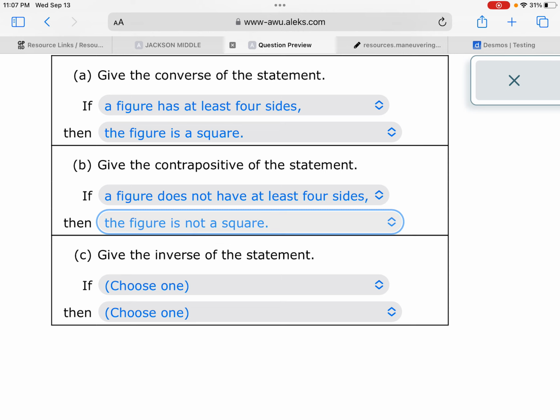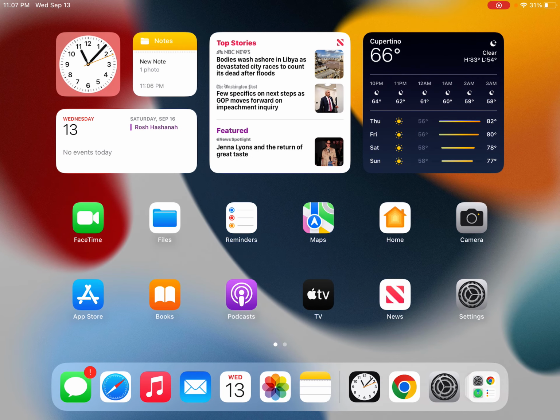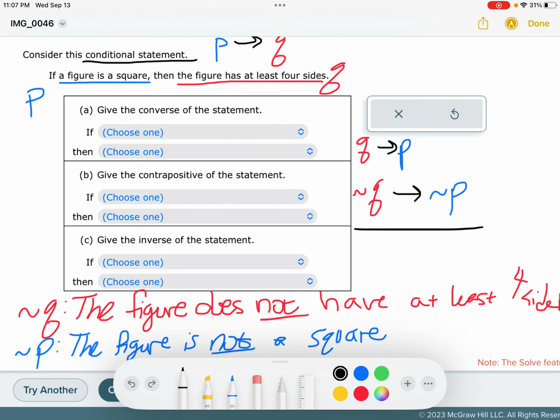Then we have inverse. Last one is inverse. Remember that inverse in algebra meant opposite, right? Well, the opposite for our statements will be their negations, right? So originally we had "is a square." If we look up here, right? Is a square. The opposite of that would be the negation, "is not a square." So all the inverse does is say, hey, I just want you to say the opposite of what you originally said.